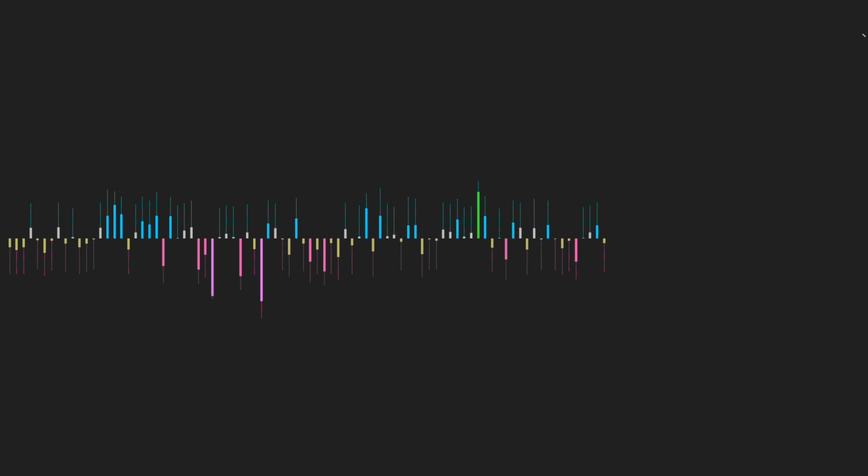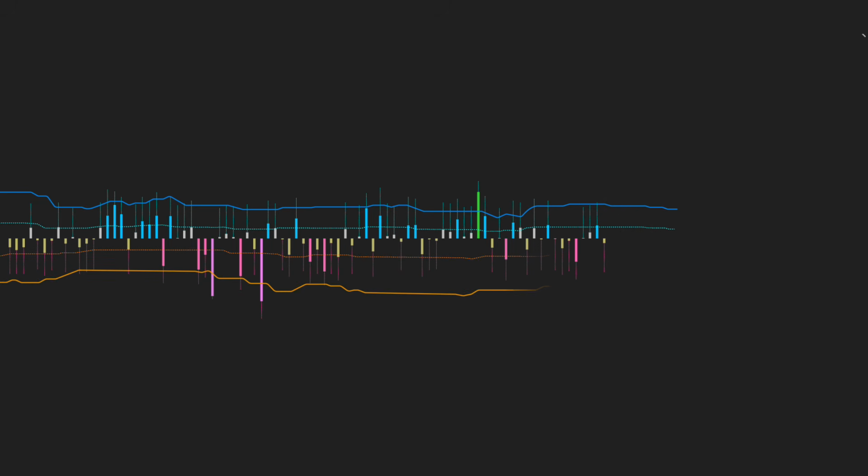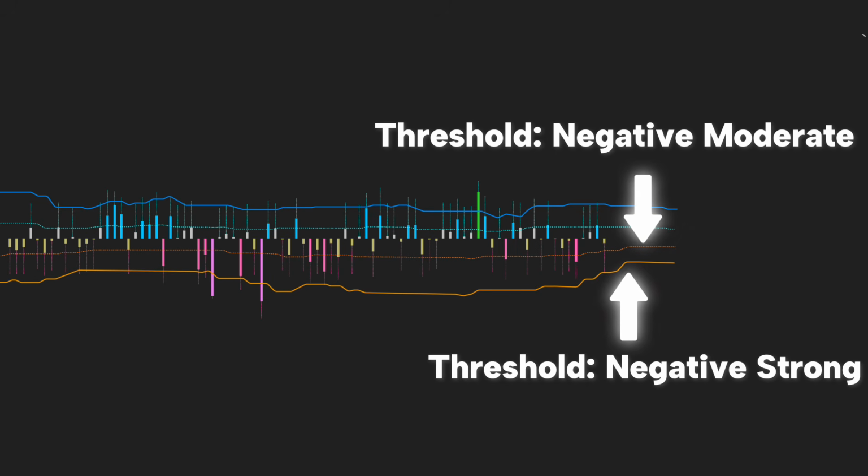So what is the mechanism that filters out those noisy signals? Let's dive into the details together. First, we need to focus on the thresholds I explained earlier. Threshold positive strong, and threshold positive moderate when looking for buying pressure signals. And in the same way, pay attention to threshold negative strong and threshold negative moderate when identifying selling pressure signals.